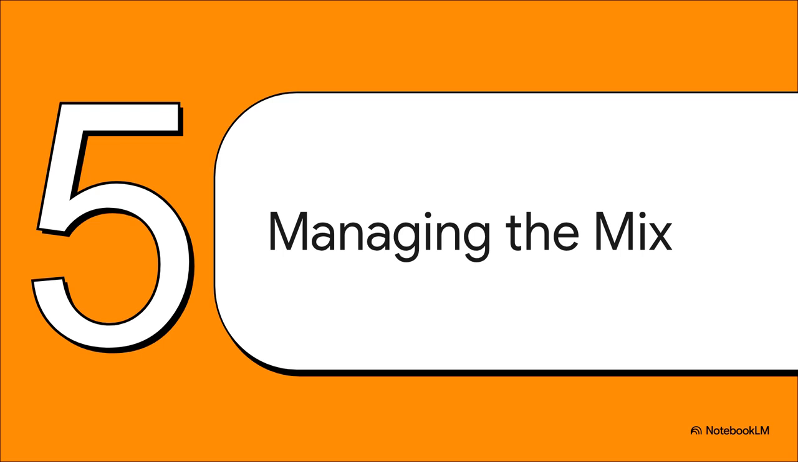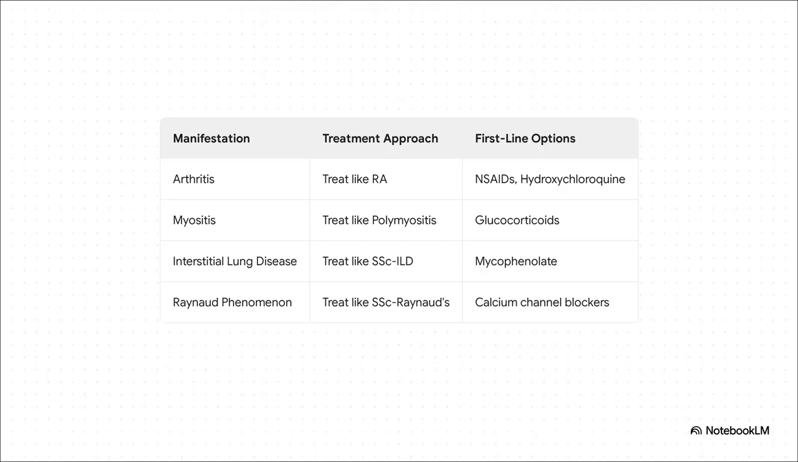Okay, so with such a complicated disease, what does treatment even look like? How do you manage a mosaic? Well, the approach is actually pretty elegant. You treat the pieces. This table lays it out perfectly. The core principle is that you treat the active feature, not the overall diagnosis.